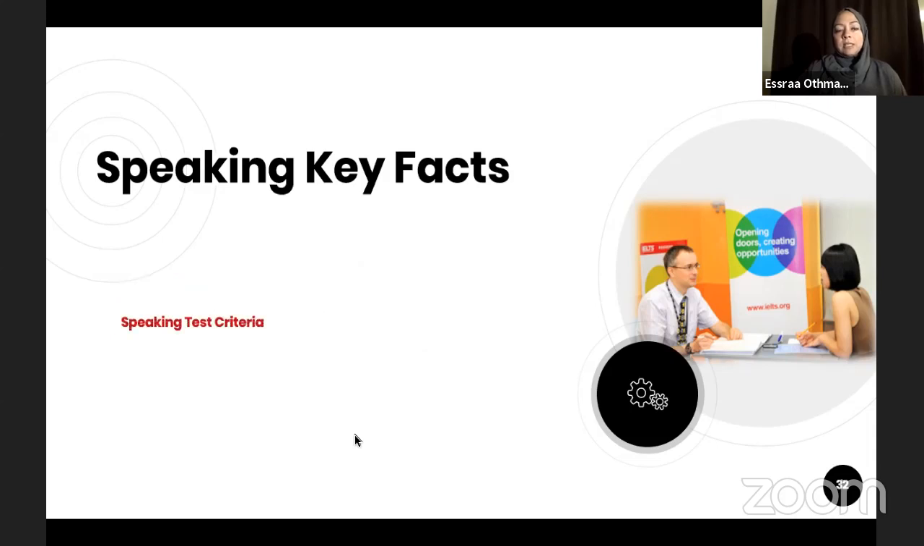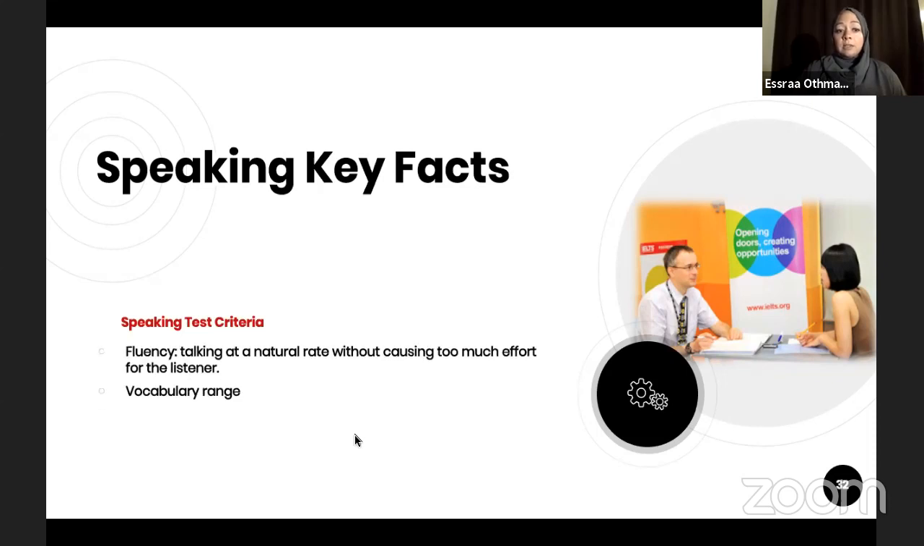Okay. Now the test criteria, like what are the skills assessed in the speaking part? Fluency. It's very important that you should be speaking at a natural rate. You don't have to show that you are exerting a lot of effort while you are expressing yourself in English. Second thing would be vocab range. Of course, the more complex the vocab you use, the higher the score you get. Accuracy and grammatical range. Of course, using complex sentences would get a higher score than simple ones. Pronunciation, that you are pronouncing the words correctly.